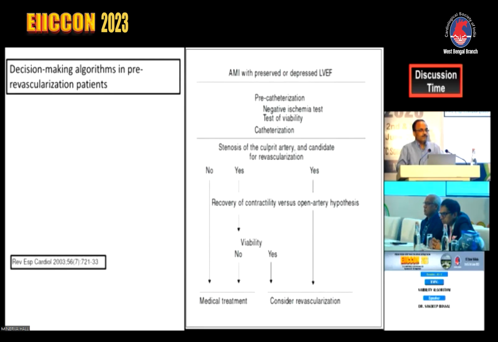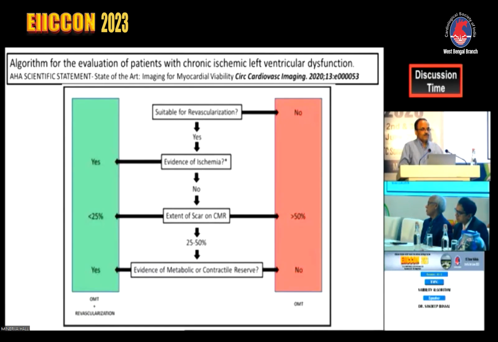This is a more simplified one. In terms of acute MI, if you have a negative ischemia test, suppose you have not been able to revascularize the patient in the 36 or 48 hours window, which is a class 2A recommendation of the ESC, then you do that and the ischemia test is negative. Go ahead and do the tests of viability. And if the myocardium is viable, then you consider revascularization, as I showed you in my case. So these are the last two slides.